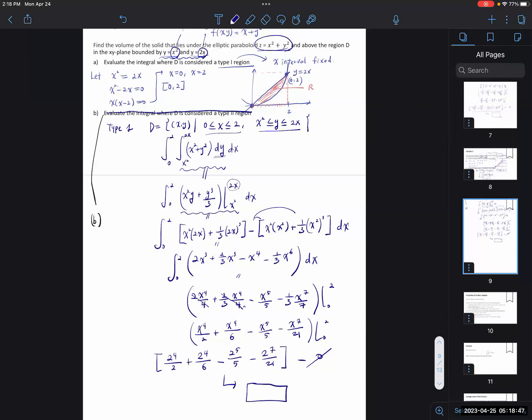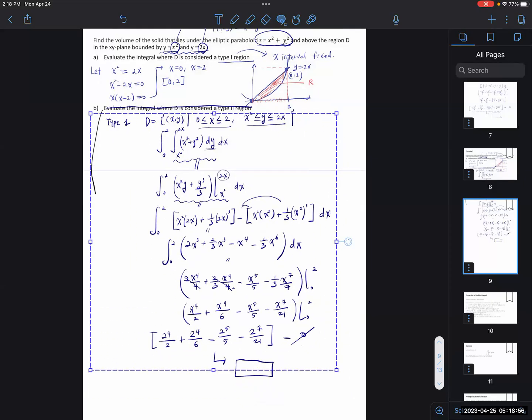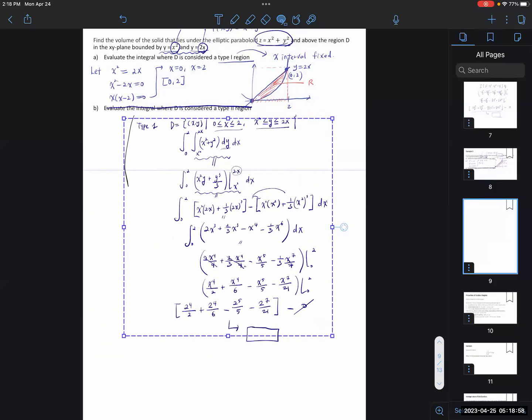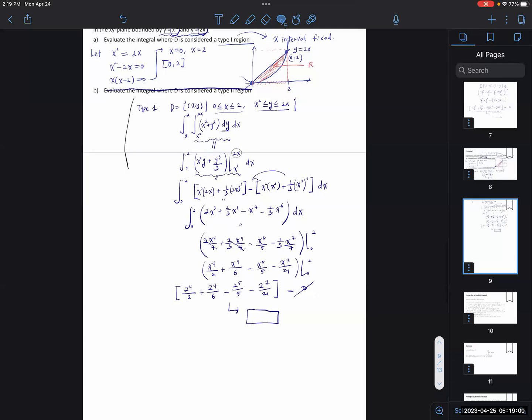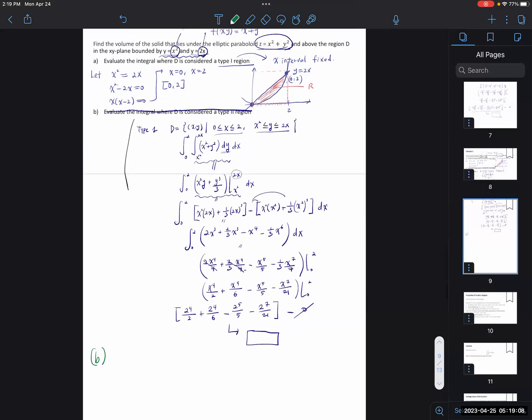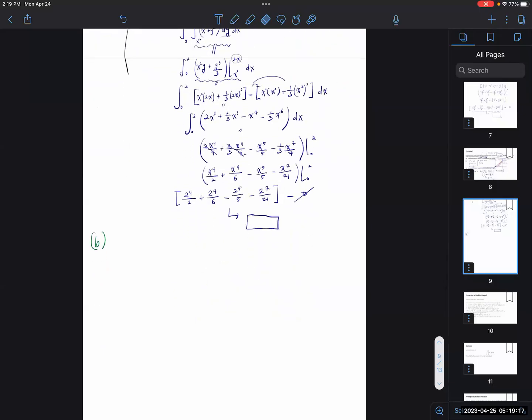All right, let's do type 2. I'm going to change the color. Let it be. You know what? I'm going to just minimize it a little bit because I always need space. Okay, let's do the B here. This time, I'm going to fix the interval for y. In type 1, we fixed the x interval, right? But in type 2, we're going to fix the y interval.